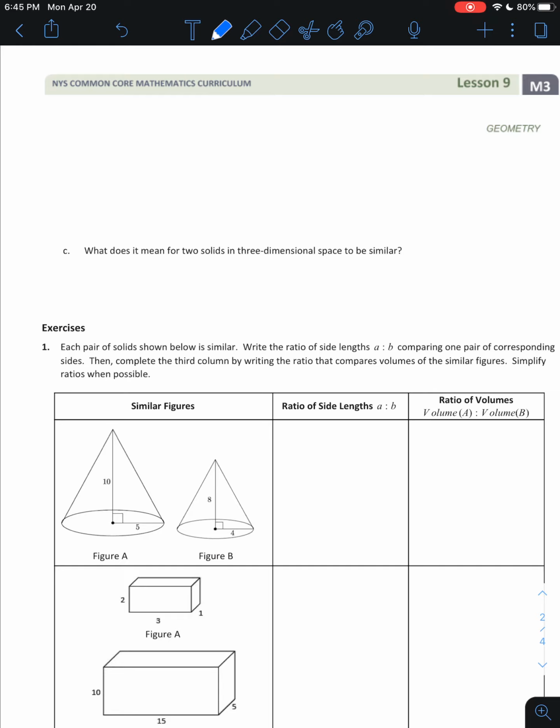What does it mean for 2 solids in 3-dimensional space to be similar? Well, it's really just the same idea as for 2D shapes, right? If you remember similarity when we're talking about, say, 2 2D shapes, like a small triangle and a big one, the idea is just that they might be different sizes, but they have the same general kind of shape. So for 3D, it would be the same idea. You would have 2 3D shapes that basically look the same, but one of them would be bigger than the other, right?